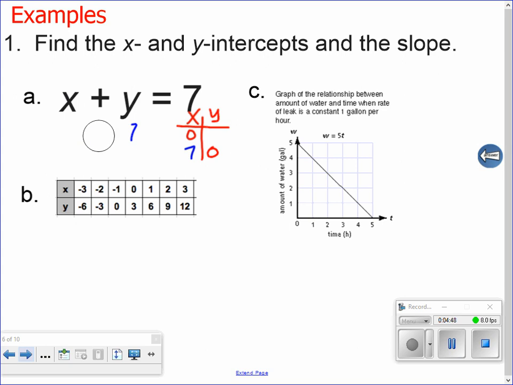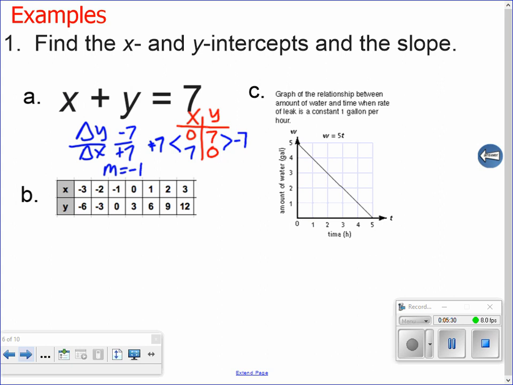If I want to find the y-intercept, we do the same thing, except this time we're going to make x 0, which means the x part would go away, and we would have y is equal to 7. So in this case, our x- and y-intercepts are both 7. We're finding the slope. Remember that we can find slope from a table by looking at the change in y over the change in x. So my y decreased by 7 as my x increased by 7. So we have negative 7 over positive 7, or m is equal to negative 1.